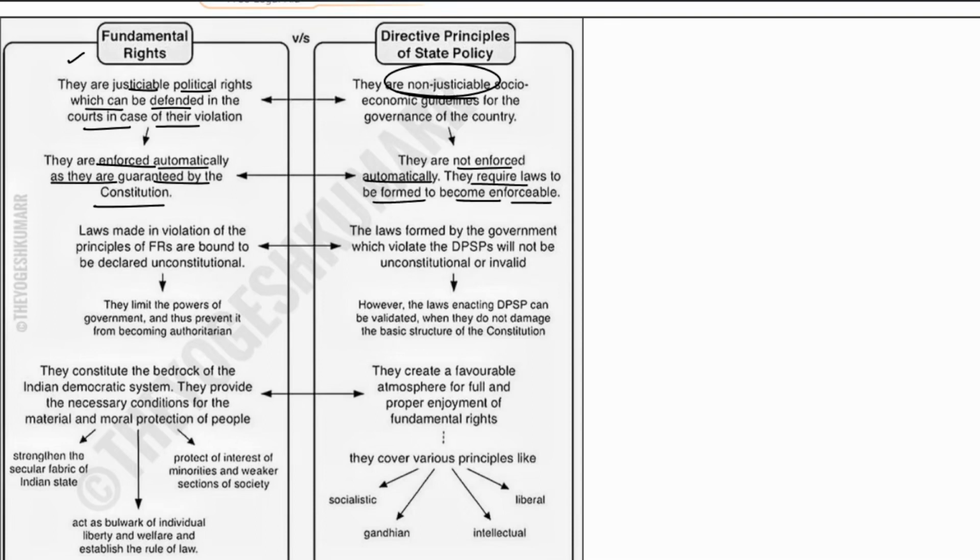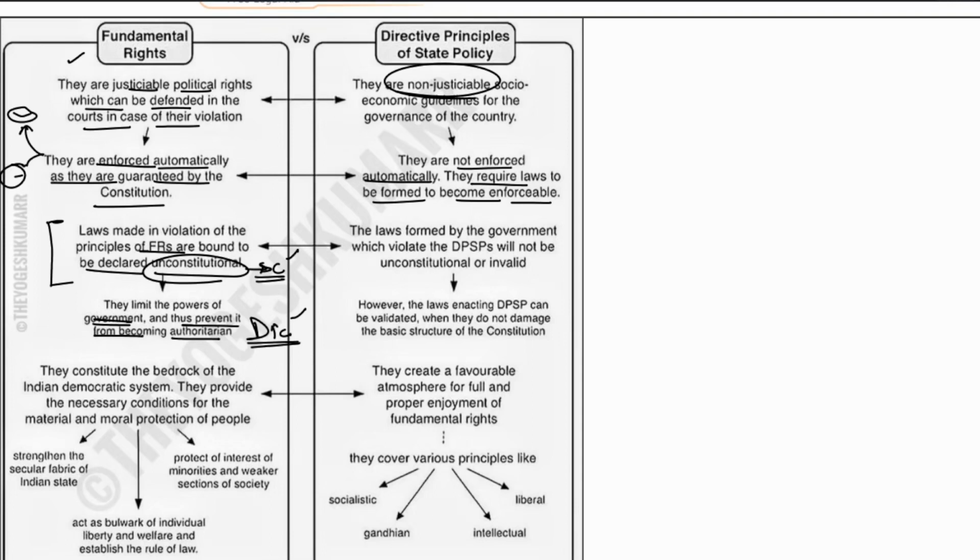All right. The nature of fundamental rights is negative, that means this cannot be done, that cannot be done. So whatever you do, you are protecting the fundamental rights because you cannot do anything which rejects them. Third, laws made in violation of fundamental rights are bound to be declared unconstitutional. The Supreme Court will declare them unconstitutional by one means or the other. And they limit the power of the state and thus prevent it from becoming an authoritarian dictatorship. This is the word that is being talked about a lot. So until we have fundamental rights, we cannot fall into a dictatorship. Until we have the constitution, we cannot fall into the dictatorship.